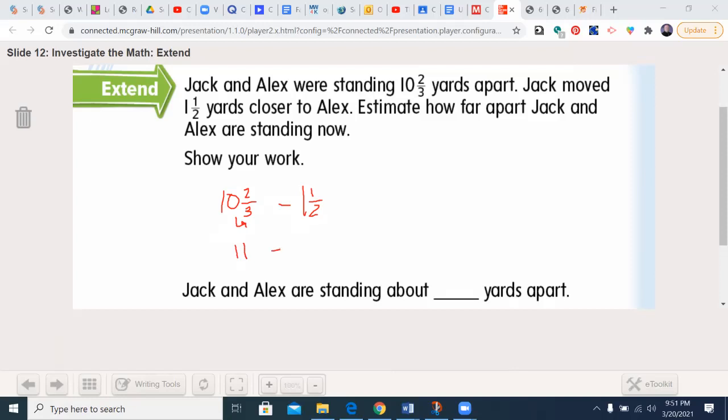1.5. 1 is exactly half. And this is, if you remember back to decimals, if it's at 0.5, then we go up. So we will go up to 2. 11 minus 2 is 9, standing about 9 yards apart. 1/2 again is 5/10 or 0.5.